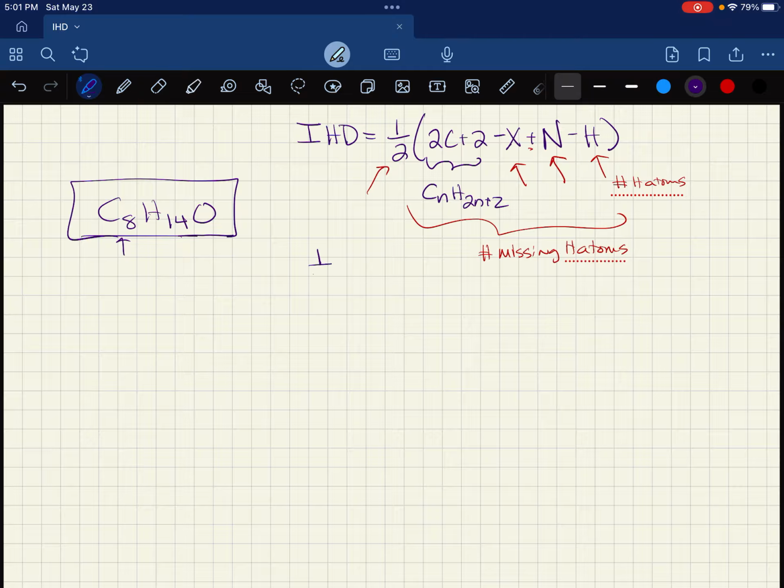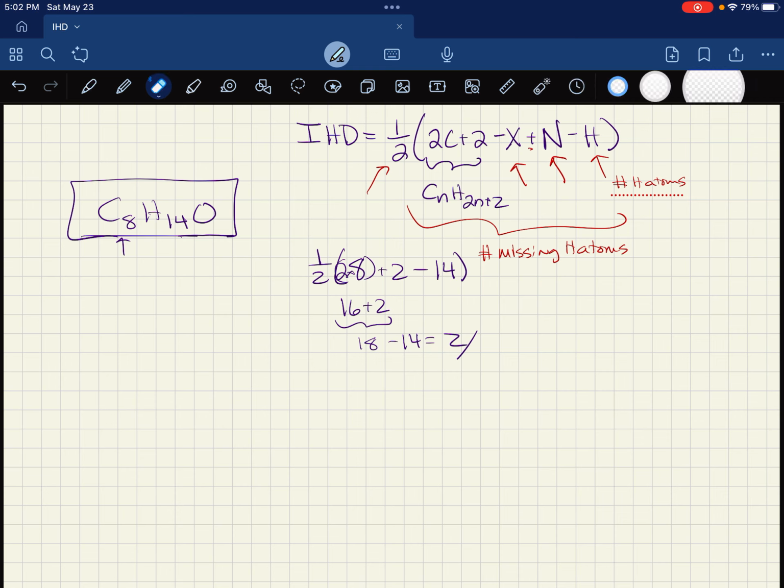So I'm going to take the 1/2 times 2 times 8 plus 2 minus, there's no halogens, there's no nitrogen atoms. Oxygen doesn't affect the number of hydrogen atoms. So then I just need to subtract 14. So 2 times 8 is 16 plus 2 is going to be 18 minus 14 equals 4, divided by 2 equals 2. So the IHD is 2.